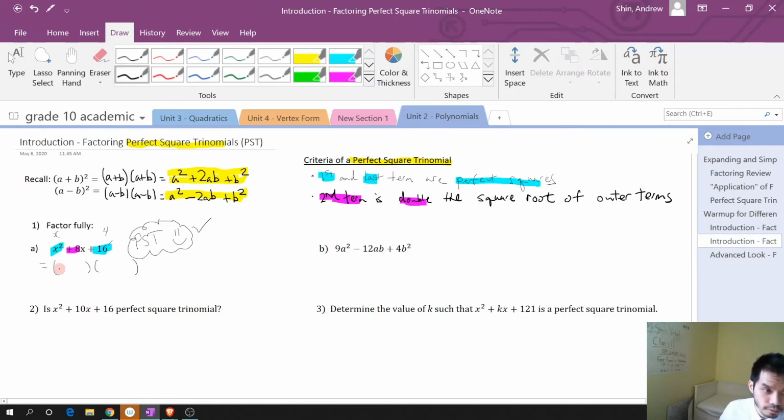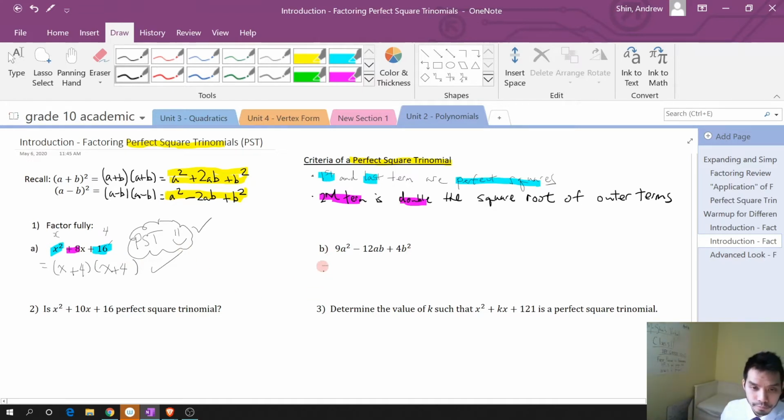We take the square root of this, which is going to be x and x, put them both here because x times x gives us x squared. Take the square root of 16, which is going to be 4 and 4. And this is positive 8x, so it has to be double, and these are both going to be positive. So let's double the product of x and 4, and that will give me 8x. Okay, and so I know I've factored this fully.